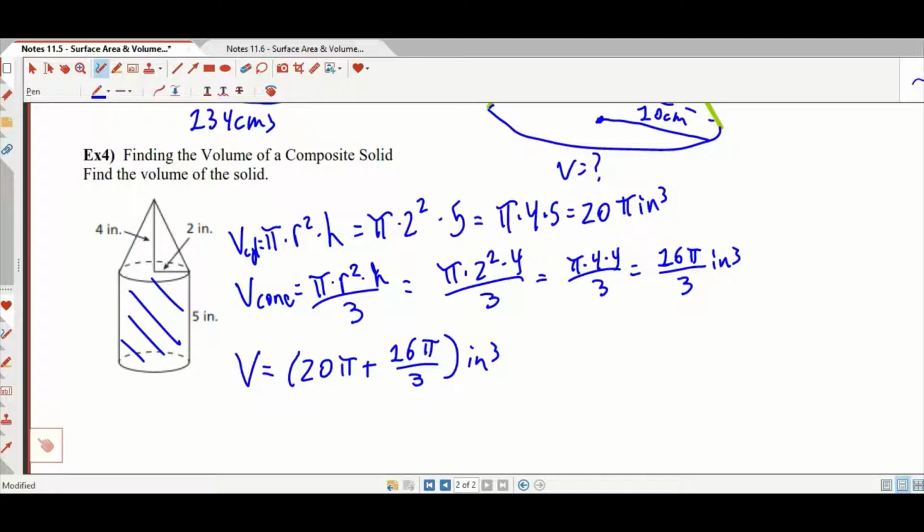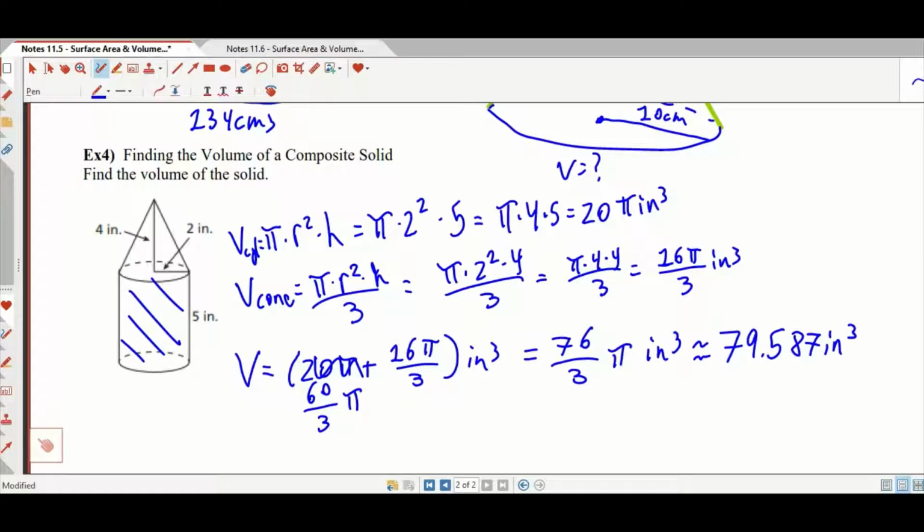inches cubed, which if you really want to give that a common denominator, which I guess I do, I can change that into 60 over 3 pi, which means 60 plus 16 is 76, so that's 76 thirds pi inches cubed, which again makes me feel gross. So I'm just going to go 76 divided by 3, which is 25.3 repeating. Multiply that by pi, and I get about 79.587 inches cubed.